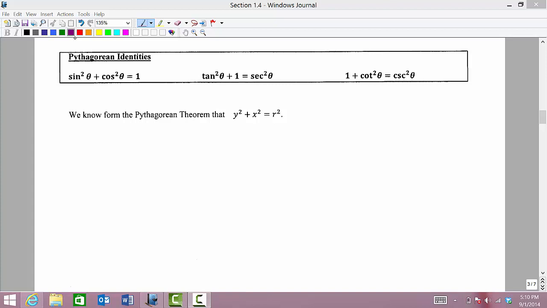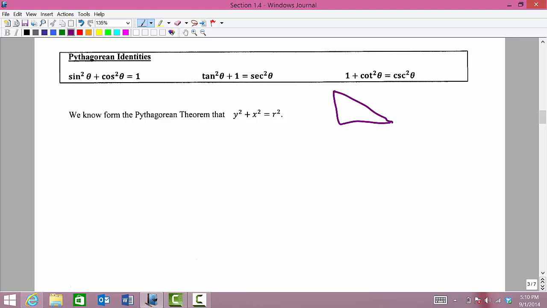The Pythagorean identities come from the Pythagorean theorem. If we have a right triangle, and we've discussed this when we formed our definitions of our trig functions, the side that is the hypotenuse would be called our r. The sides of the triangle that are not the hypotenuse, we would call those x and y. So that would lead us to the Pythagorean theorem, being y squared plus x squared equals the hypotenuse r squared.